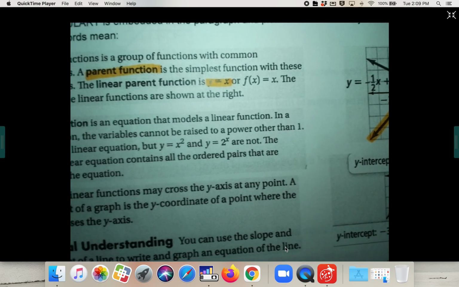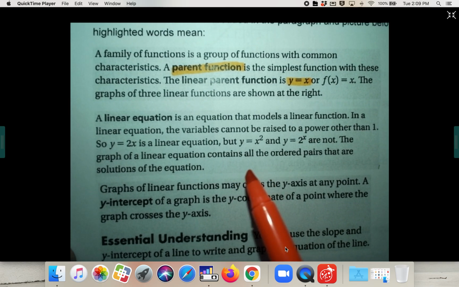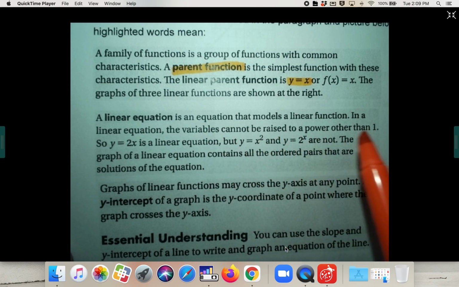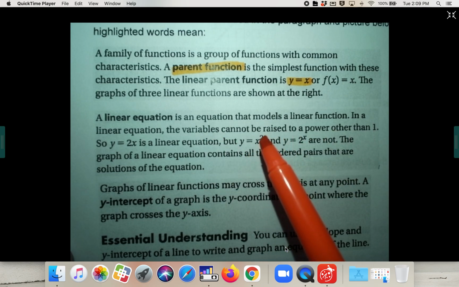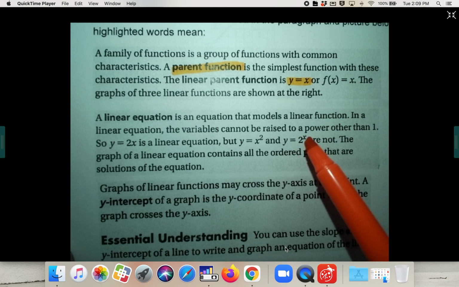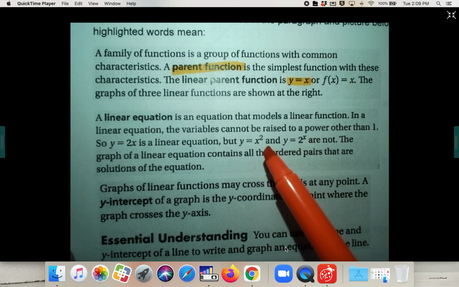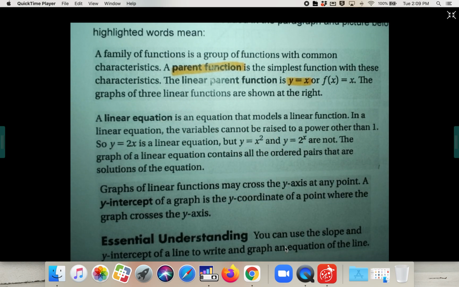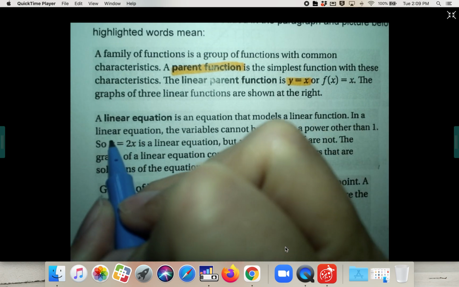Okay. Some of the other things I wrote over here is that in order to be linear, it can't have a power. It can't be x squared. It can't be 2 to the x power. So you can't have a power. These would not be linear. They would not be straight lines. But y equals 2x would be a straight line. So I don't have another color highlighter, so I'll just box this in.